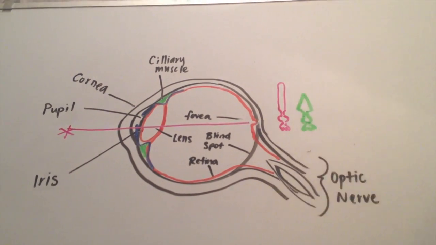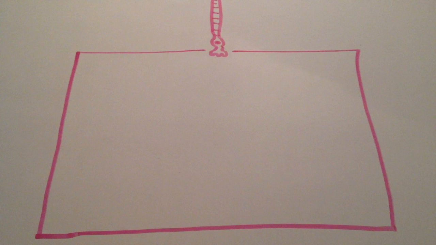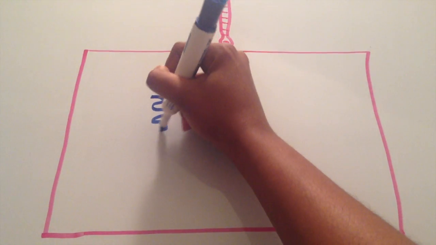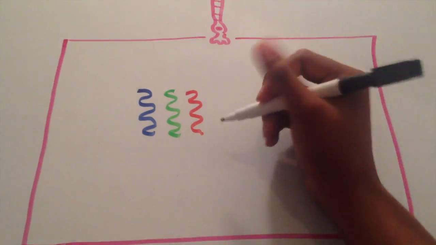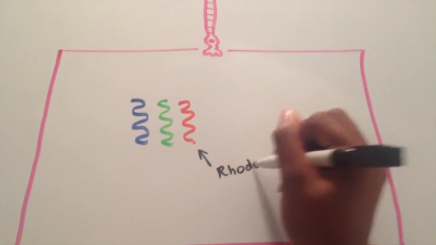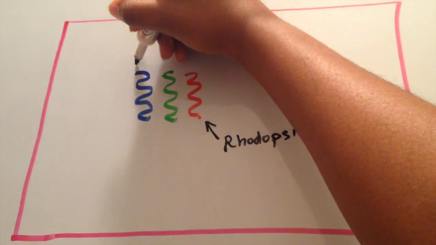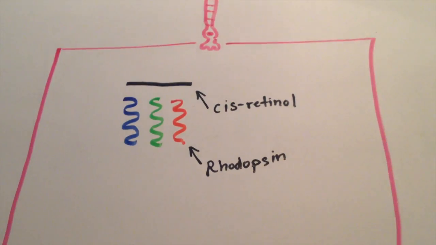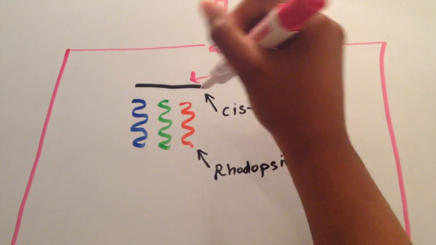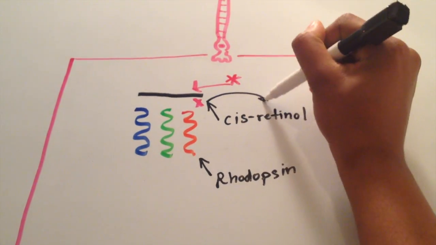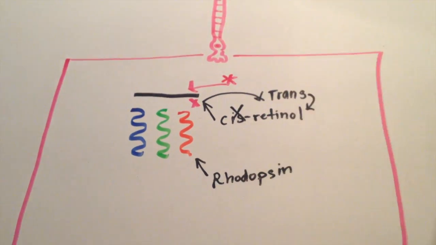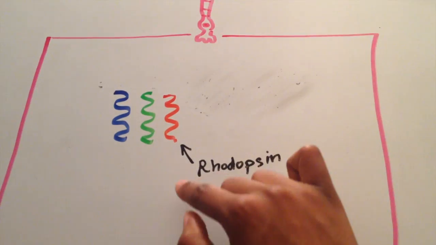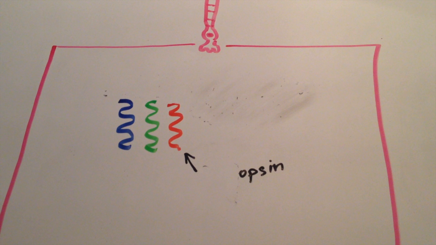Now we're going to take a look at what goes on inside the retina. Here, inside the rod cell, you have a visual pigment called rhodopsin. It's made up of an opsin protein molecule and cis-retinol. When one photon of light strikes rhodopsin, the cis-retinol changes into trans-retinol, which removes the attraction between trans-retinol and the opsin protein, exposing the binding site.